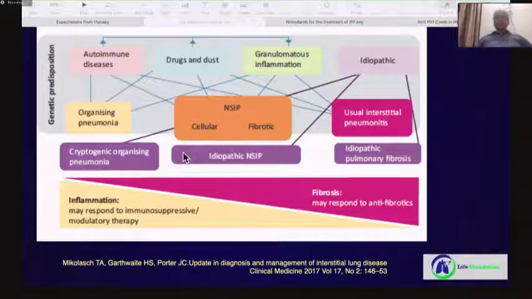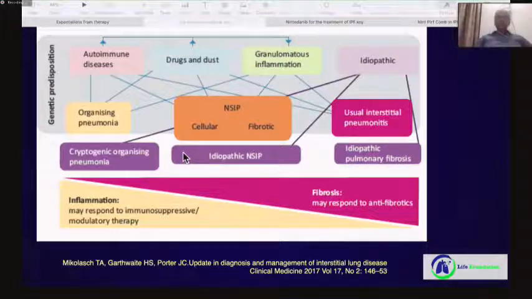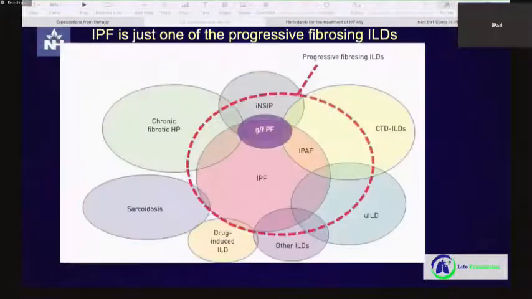At the bottom right, you have almost pure fibrosis with little or no inflammation. And the inflammation may respond to immunosuppressive therapy, while fibrosis, you better start antifibrotics. And that's really going to be my focus of the talk today.